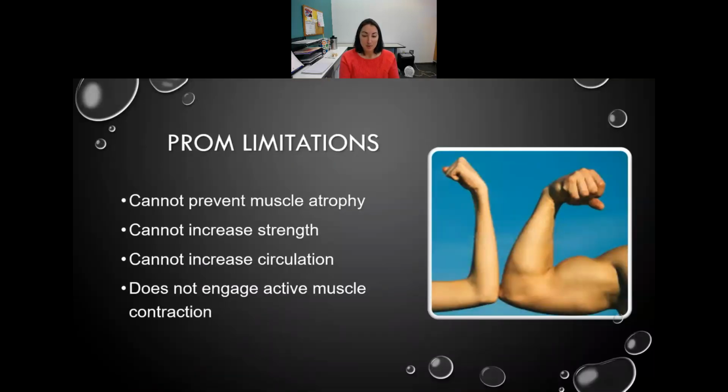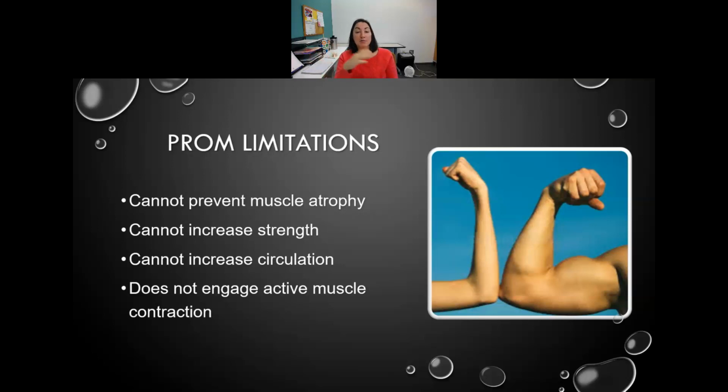Okay. Limitations. It cannot prevent muscle atrophy. It doesn't matter how much you passively move a muscle, they're not activating any muscles, and so their muscle is not going to maintain its strength. It's definitely not going to get stronger, and over time it would atrophy if all you're doing is passive movement.